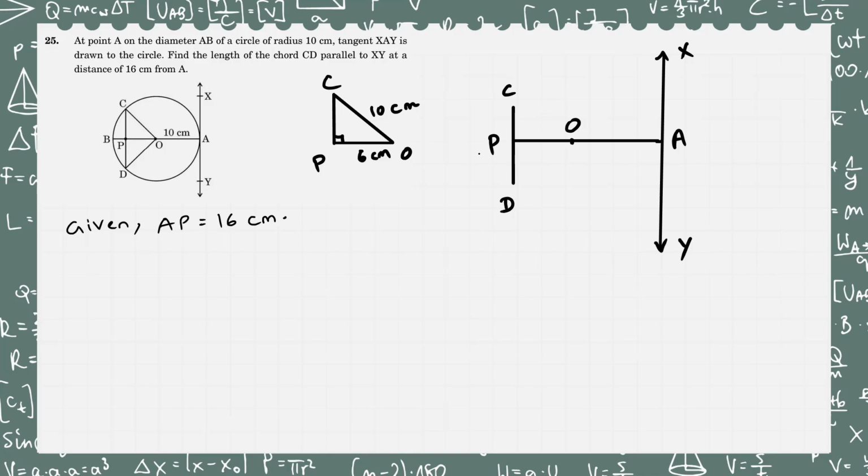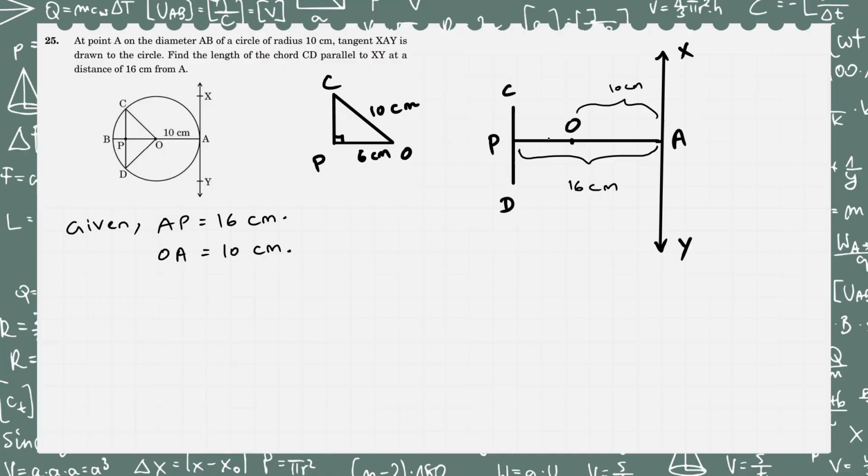Okay, and see the radius is 10 centimeter, right? So, OA is nothing but the radius of the circle. So, OA is 10 centimeter. And now I want to know the distance between P and O, or OP. Yeah, let us see how to find it. Look at this picture. So, this length is 16 centimeter and this length is 10 centimeter.